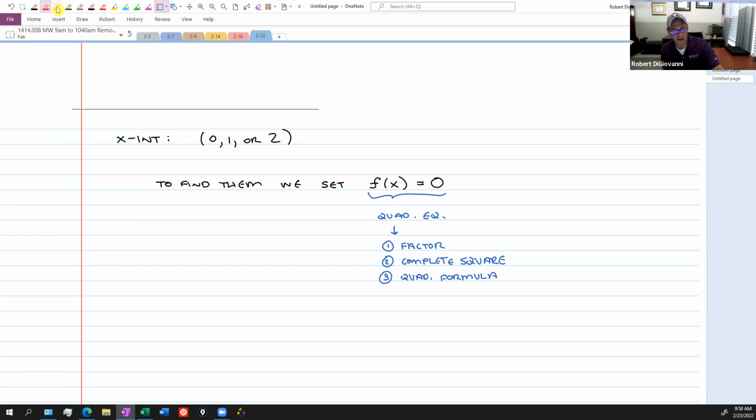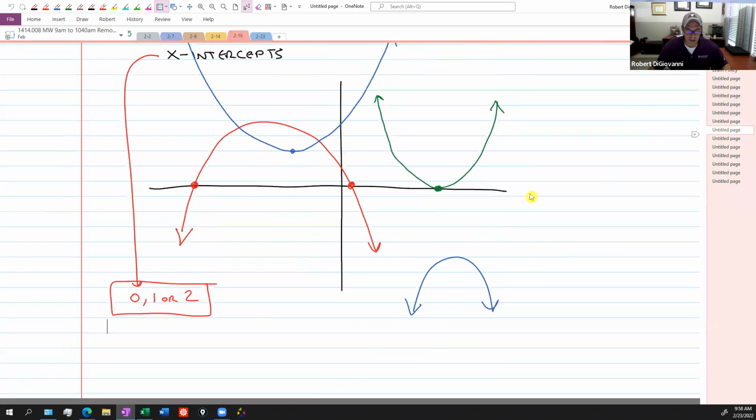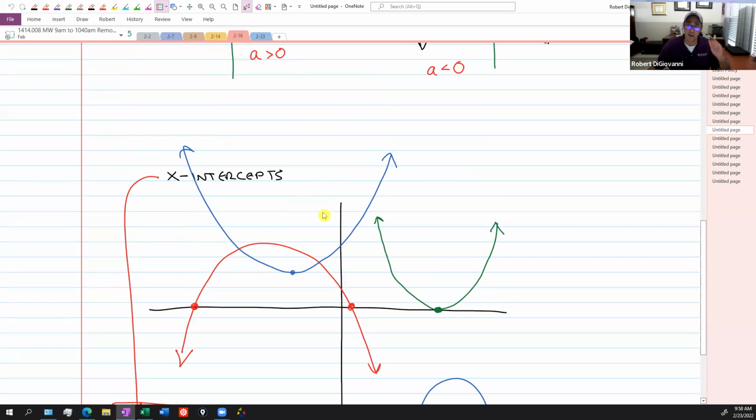So I would say 1 and 3 are your best options for figuring out the x-intercepts of a quadratic function. You're either going to factor it, so you look real quick, see if you can factor it. If you can't factor it, use the quadratic formula. Is everyone clear that we talked about this last time, that when you have x-intercepts of a parabola, we either have none, 1, or 2, right? It's not possible to have 3, or 4 or 5. We can only have none, 1, or 2.